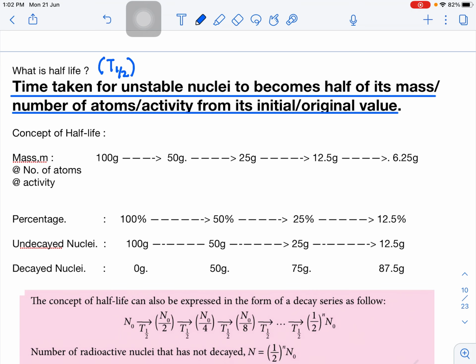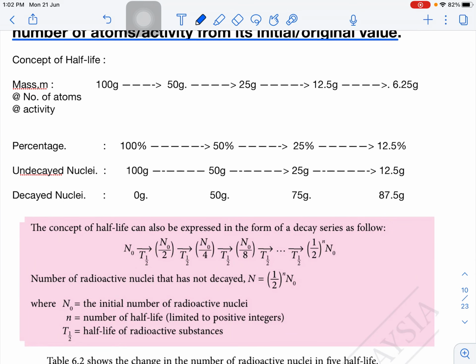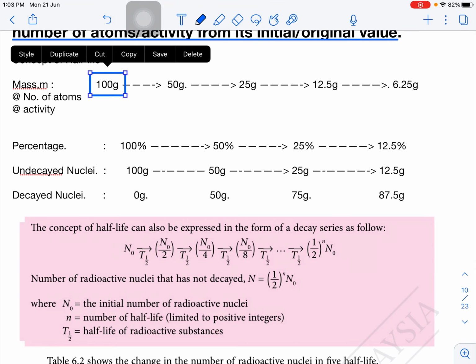Okay, we go for the concept of half-life. To understand the concept of half-life, we can use the mass, the number of atoms, and also the activity. Activity is the rate of radioactive emission, the number of emissions per unit time. Let's say initially we have 100 gram, as mass. We can also consider 100 atoms, or an activity of 100 per second.